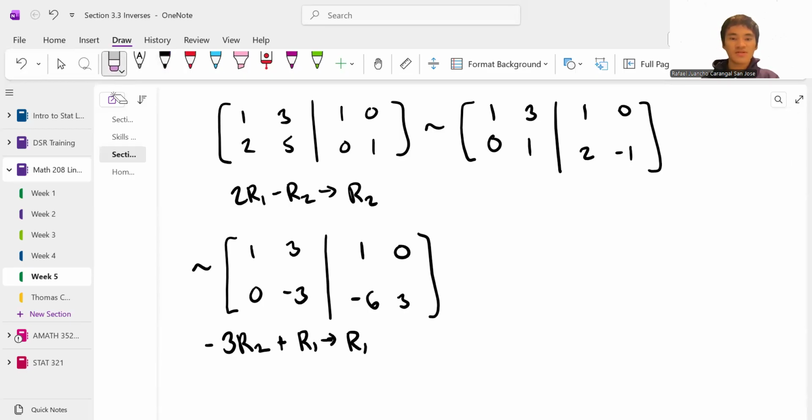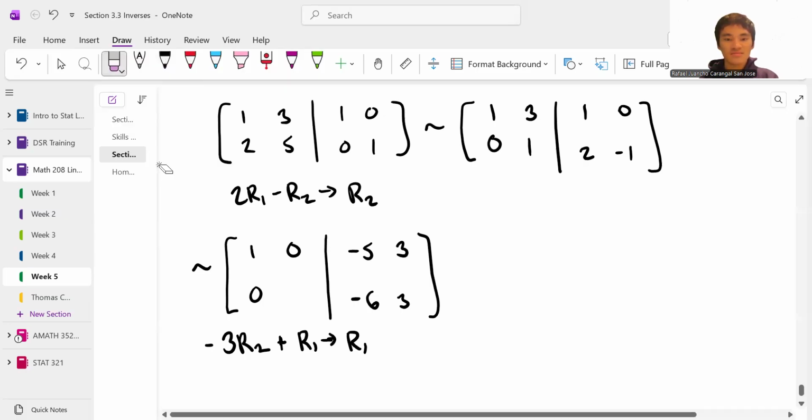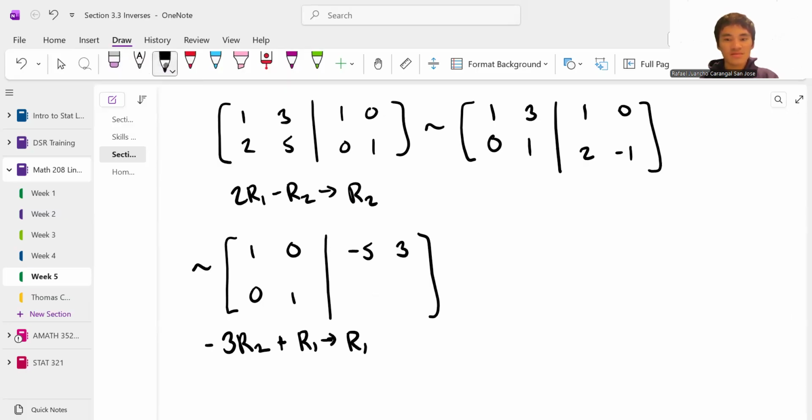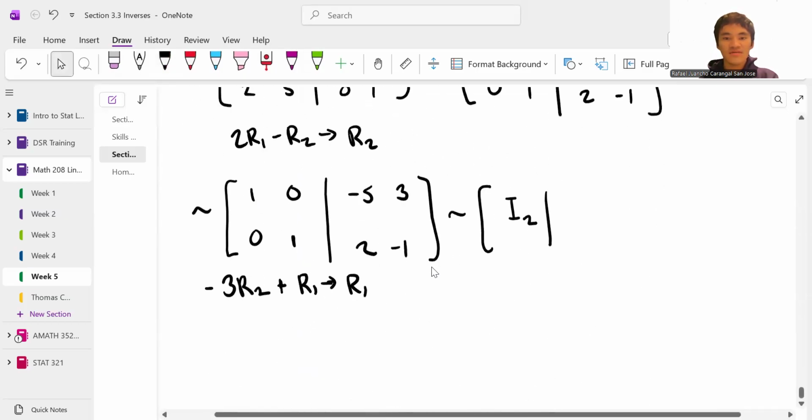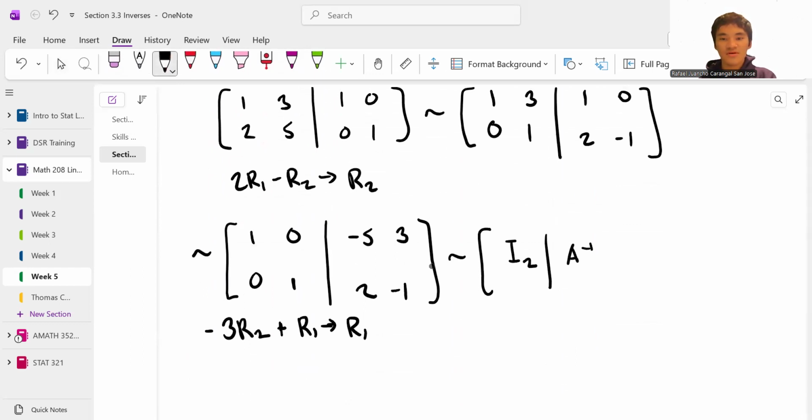And then this first row is going to change. So 3 minus 3 is 0. 0 plus 1 is 1. -6 plus 1 is -5. And 3 plus 0 is 3. And I have it. I can put this back. And there we go. This right here is the identity. And then this at the other side is the inverse of A.